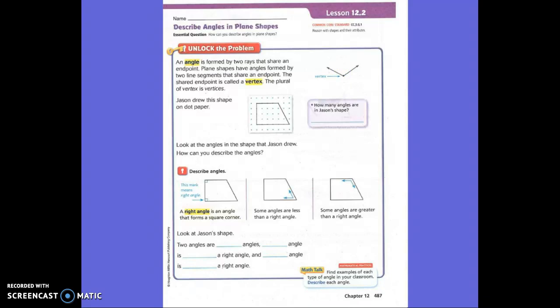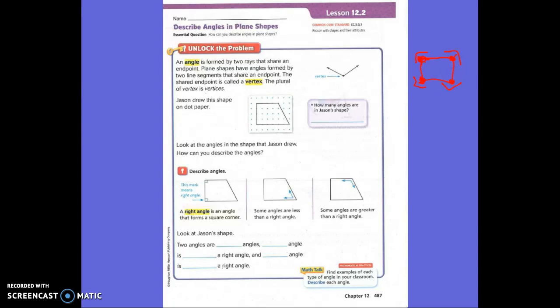Now, they're saying that there are angles in shapes, okay? Because there are. You will see an angle in a square. Here's the angle right here. You have an angle right here, angle right here, angle right here, and angle right here, right? Now, where they meet, these are all the vertices, okay?